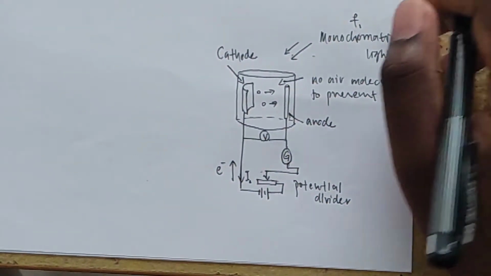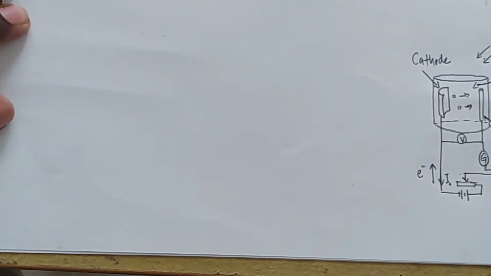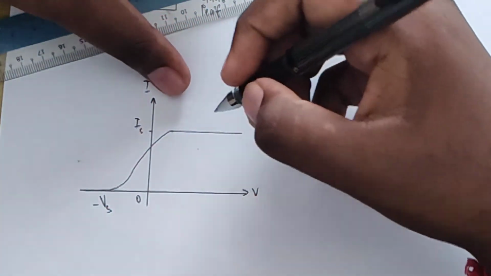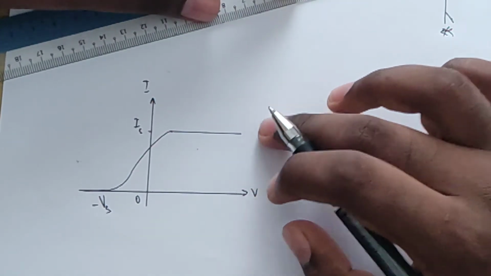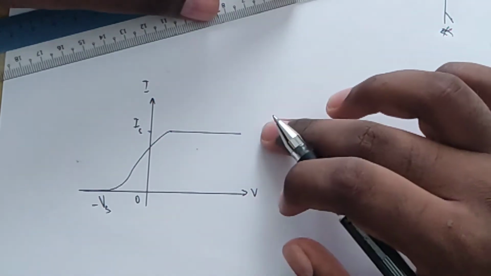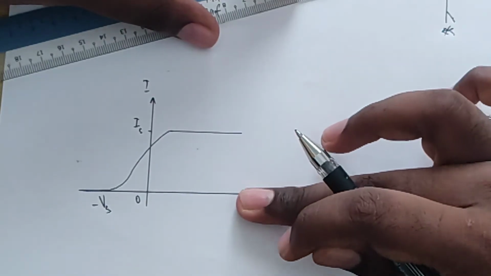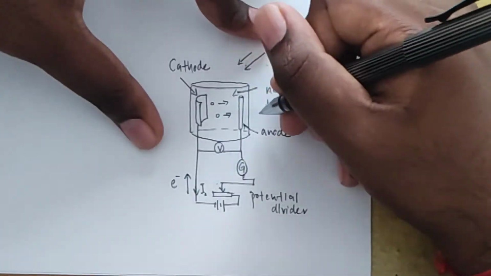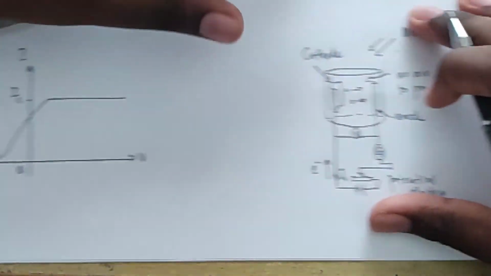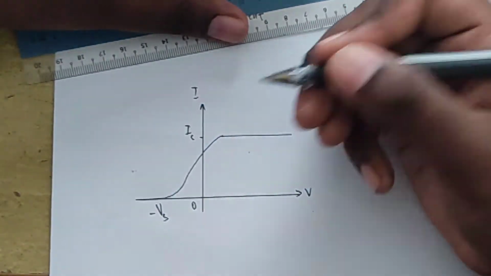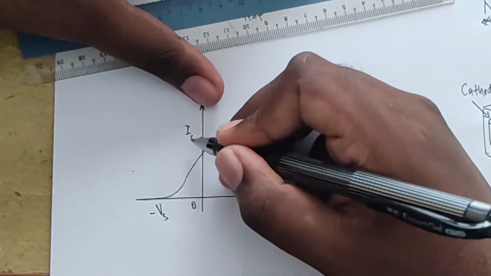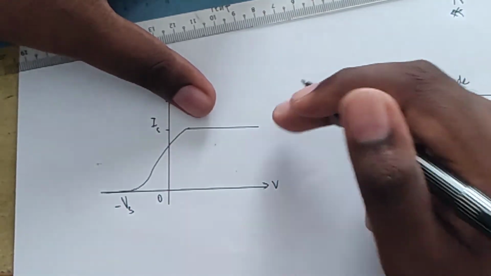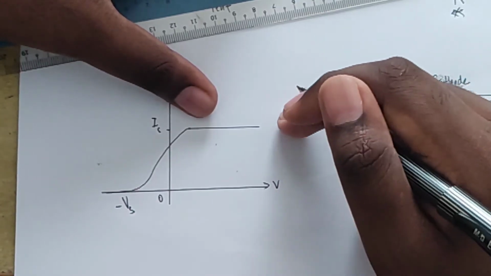Because of the potential divider, we can draw a graph of the photoelectric current versus the voltage. This line over here is called the saturation current, and this is where all electrons are emitted. When we increase the voltage over here, the electrons that have escaped from the cathode will all reach the anode, and the photoelectric current will reach a maximum value of Is. Why Is? Let me tell you in a bit. So this is the saturation current, where all electrons are emitted.